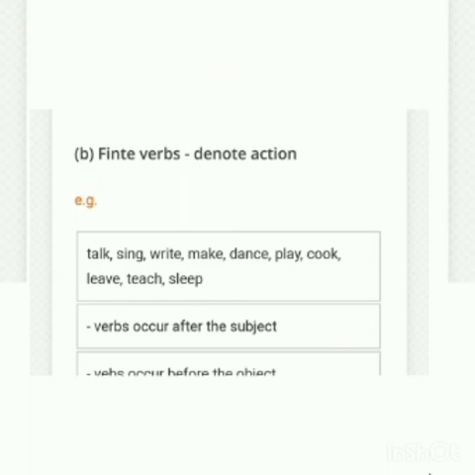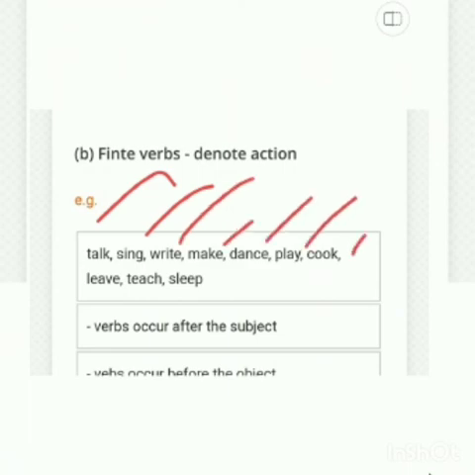Next, finite verbs. Finite verbs denote an action. It is simply the action words. Talk, sing, write, make, dance, play, cook, live, teach, sleep. So these are all indicating the action of the subject. It has four kinds. We already know: V1, V2, V3 and V4. V1 is present form, V2 is past form, V3 is past participle, and V4 is continuous form, that is V plus ing.